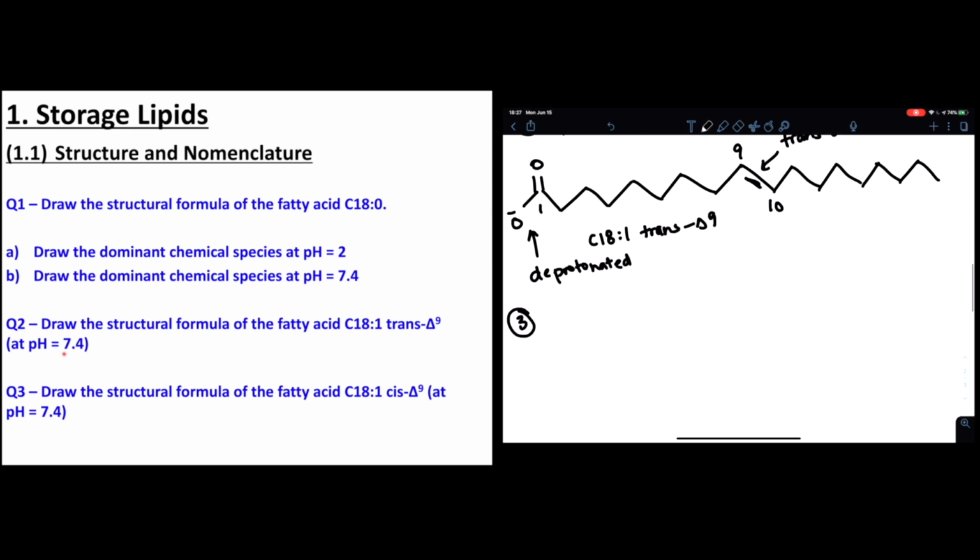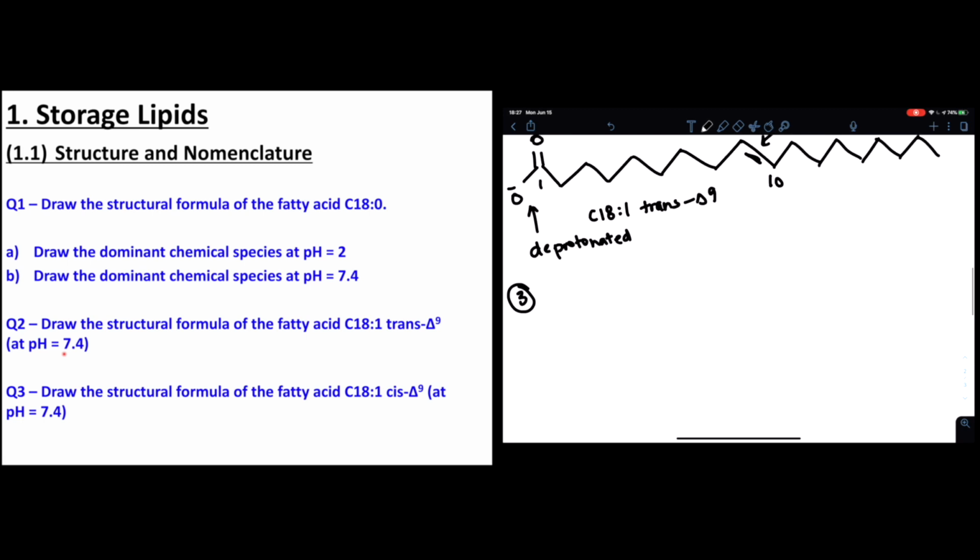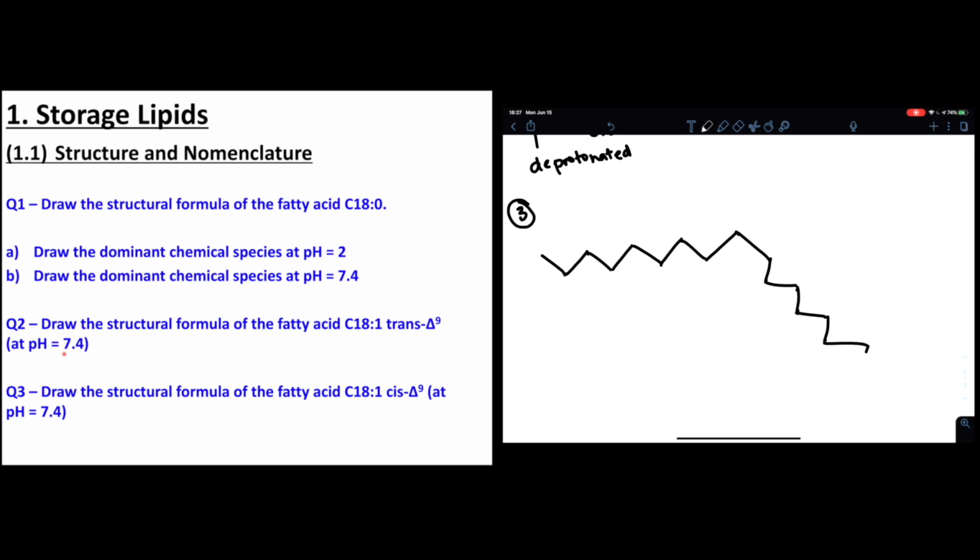And then what happens with cis? So we're going to draw out, for question 3, the fatty acid C18:1 cis delta 9. So again, we're going to go 1, 2, 3, 4, 5, 6, 7, 8, 9, 10, 11, 12, 13, 14, 15, 16, 17, 18. So this is deprotonated there, so that's C1. This is 9, this is 10, and this is 18.